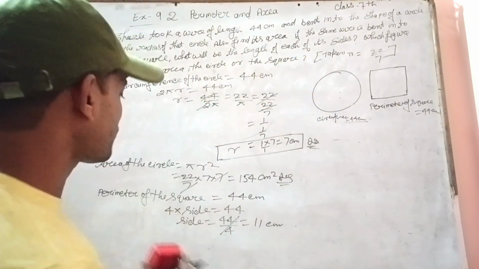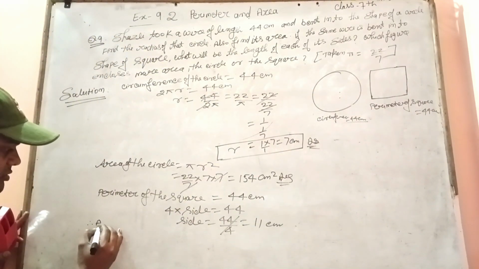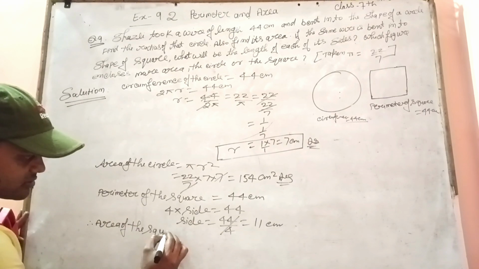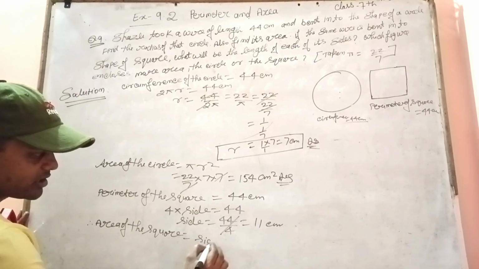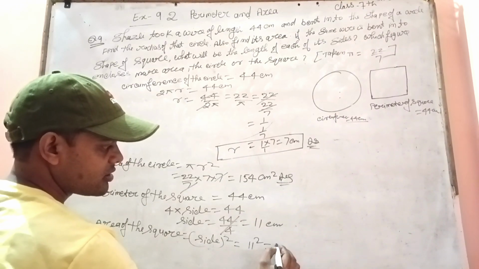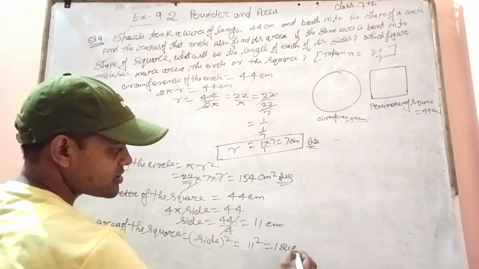And now the area of the square. Therefore, area of the square is equal to side square, equal to 11 square, equal to 121 centimeter square.